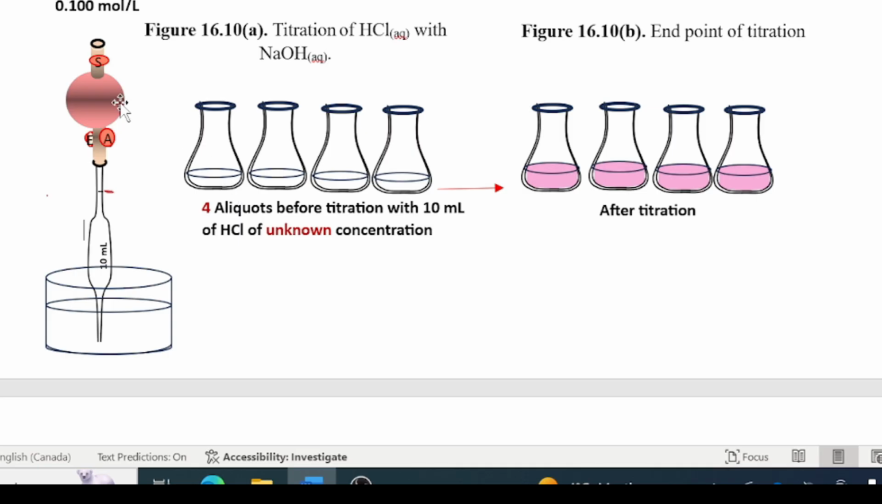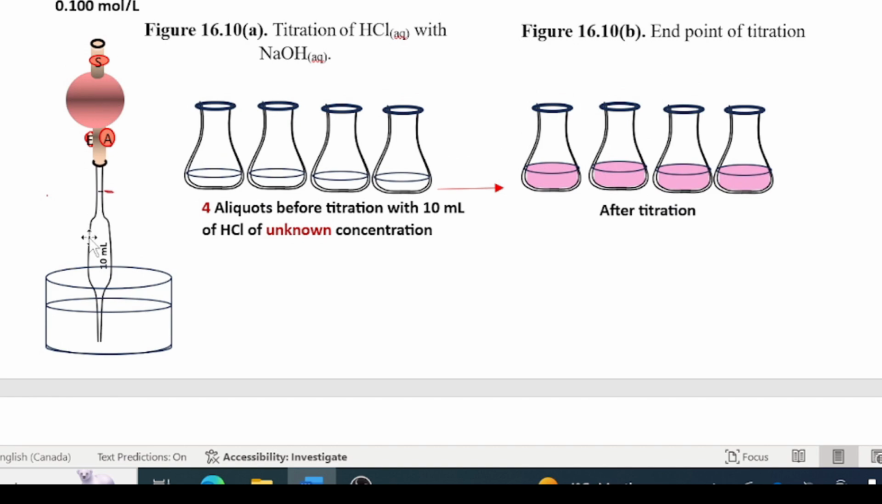You can see here this pipette has a bulb here. It's rubber and has a number of valves. So we want to suction some of this acid here into this pipette here. We have 10 milliliters of that. So what you'll do, you press one valve that allows the air to be squeezed out of that bulb. So when the air is squeezed out of the bulb, a suction is created.